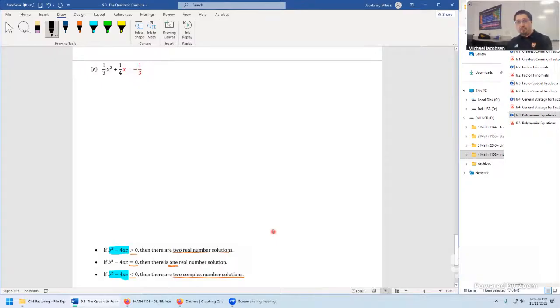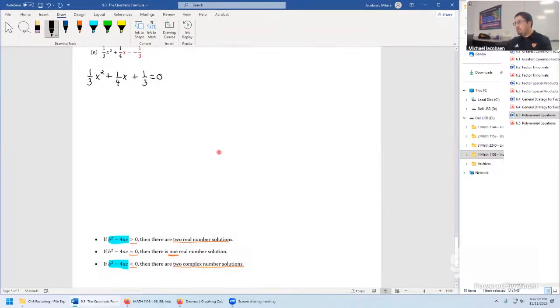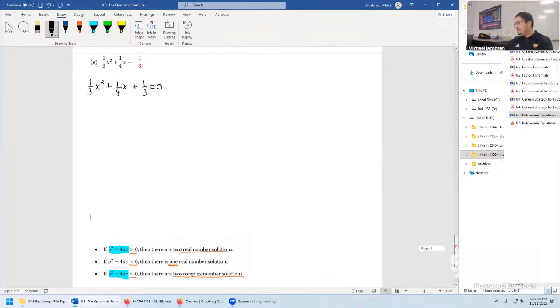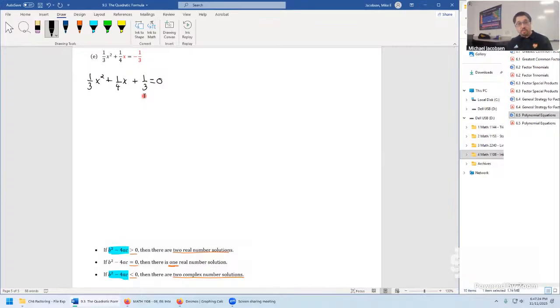So this one's not too bad. You can get 0 on one side really fast just by adding 1/3 to both sides. So we have a third x squared plus 1/4 x plus 1/3 equals 0. And then what would make this equation a tedious and nasty one to get through is if we said a is a third, b is 1/4, and c is 1/3. The quadratic formula works, but now it's a lot of work to simplify this all the way down. You'd have to simplify the discriminant, which is now a fraction inside the root.